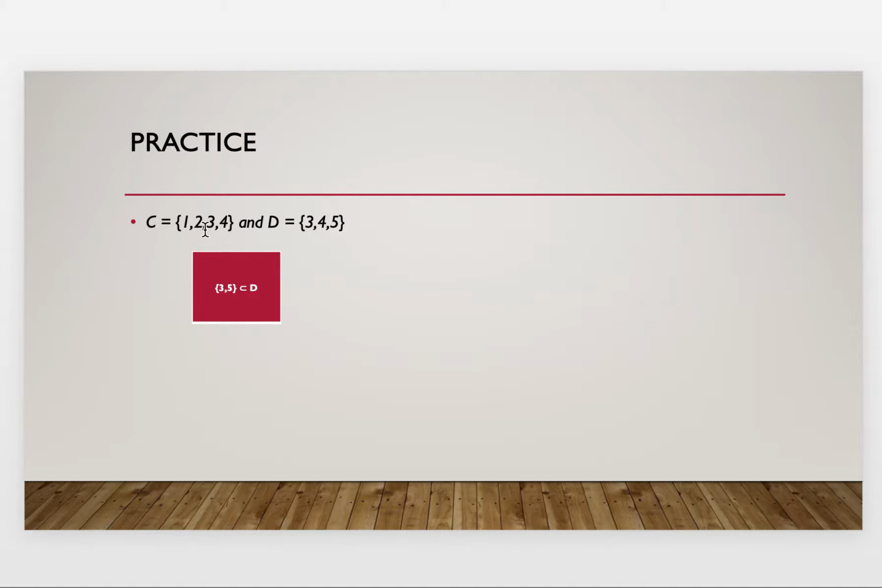What you have to be careful of is the true false. If I said {6, 7} is a subset of C, there's no 6 and no 7 in C, so that would be false. So for a subset, you just need to make sure that the items listed before the sideways U are actually in the set.